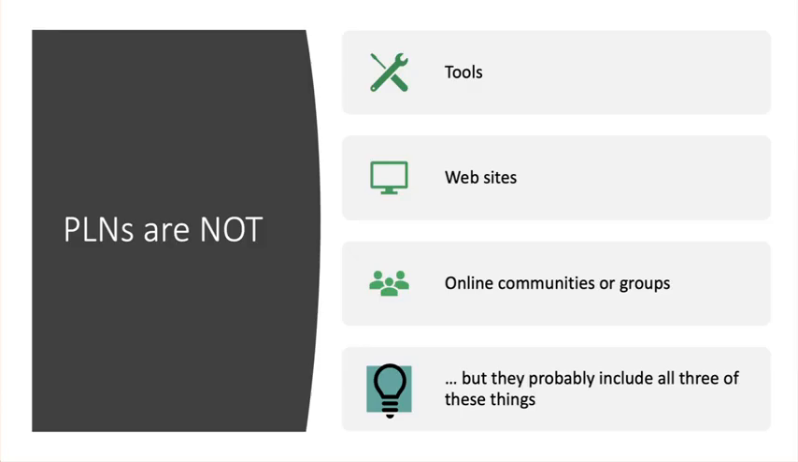So keep in mind that PLNs, they're not tools. Facebook is a technology. Sometimes people will call it a tool. It's not really even considered a tool in the context of PLN, but it is not a PLN. A website is not a PLN. An online community or group itself is not a PLN. But your PLN probably includes all three of these kinds of things.